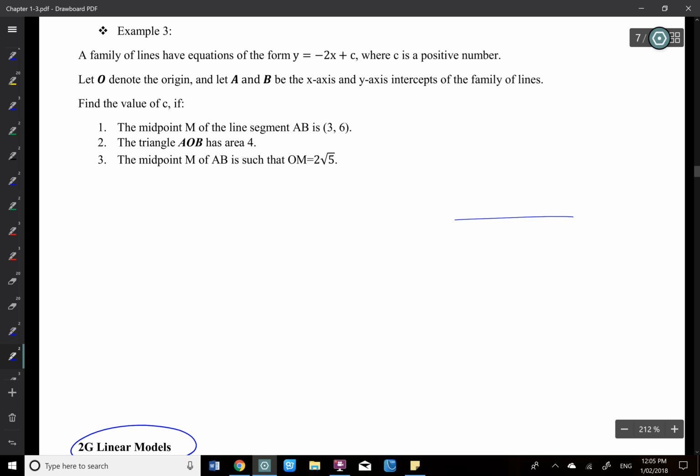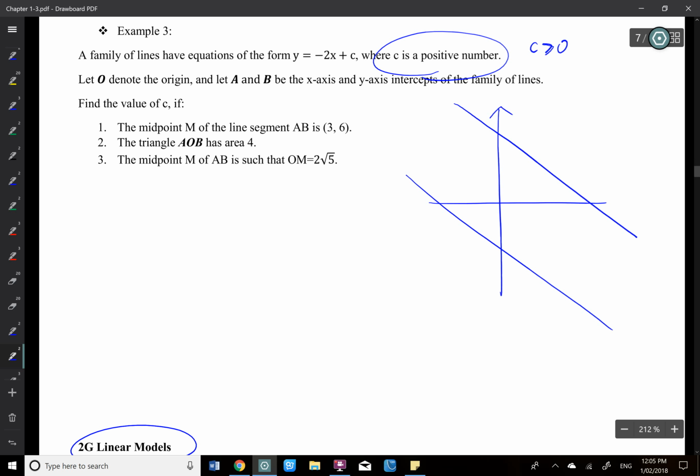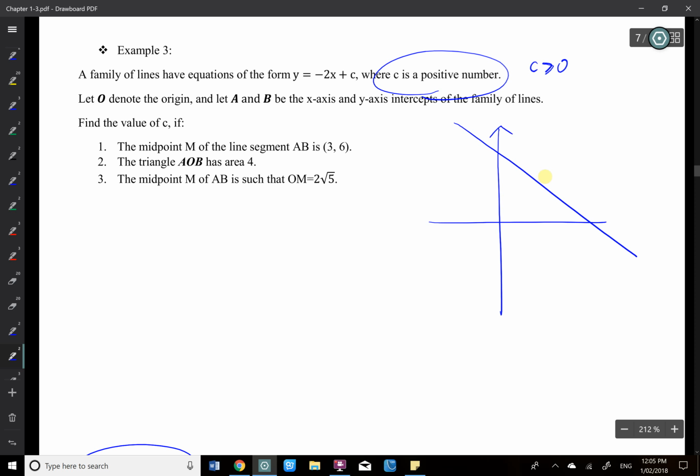So for this one, a family of lines has equation of the form y equals negative 2x plus c. These are parallel lines. Okay, they all have the same gradient, which is negative 2. They all have different y-intercepts; they move up or down. Where c is a positive number, so c will be greater than 0. If c is a positive number, your graph can only look in this way, it's not going to look in that way. Which means c greater than 0 gives you a positive y-intercept.